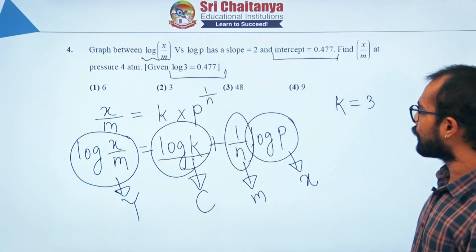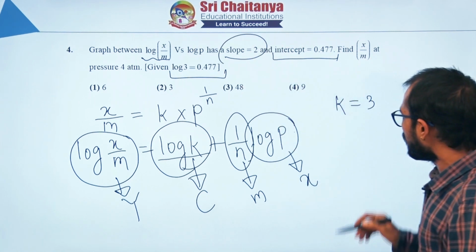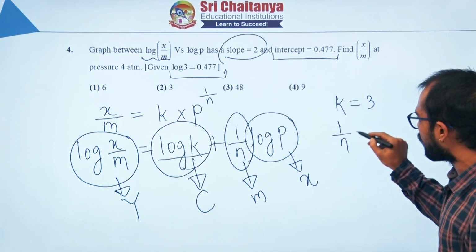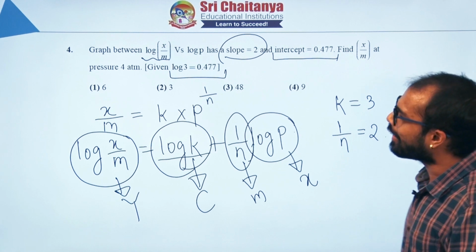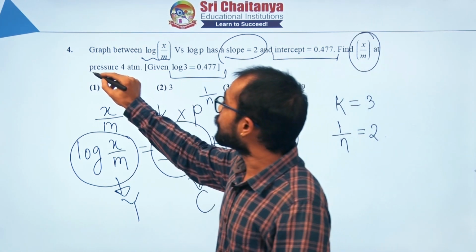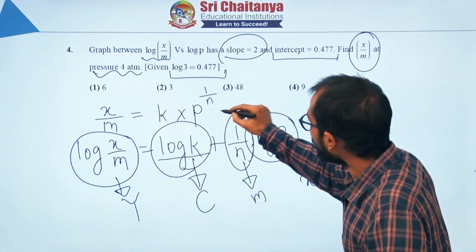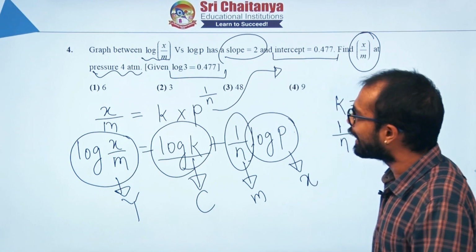Now if k is equal to 3, what is the slope? They are saying the slope is equal to 2. So that means 1 upon n, the value is given as 2. Now what are they asking? They are asking, find this particular value when the pressure is equal to 4. So that means we will use this equation and we will put the values there.